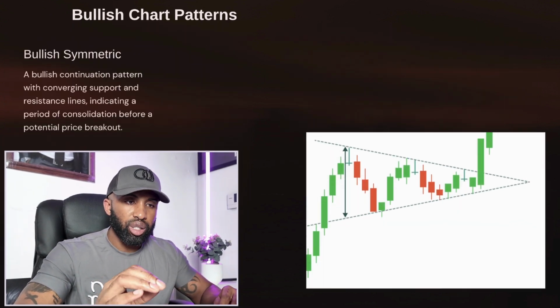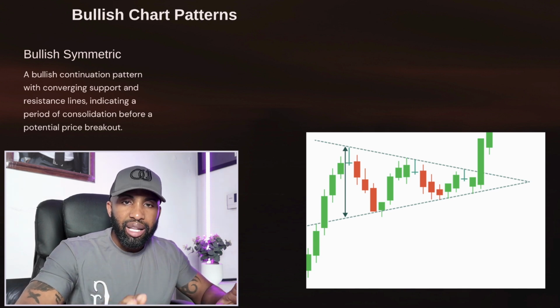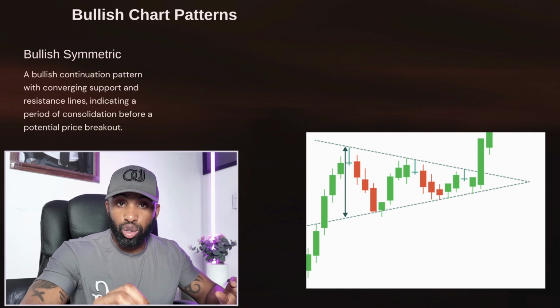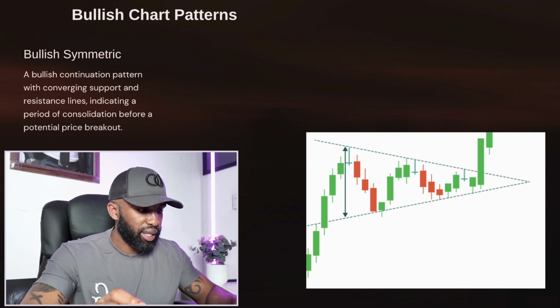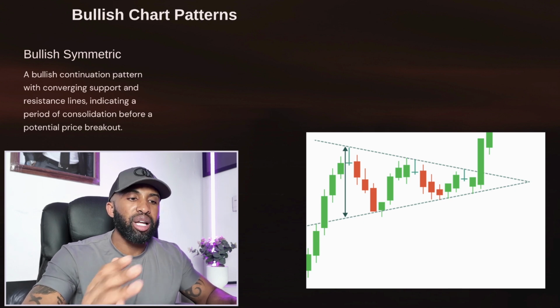Then we have the bullish symmetric. A bullish symmetric continuation pattern is a pattern with converging support and resistance lines, indicating a period of consolidation before a price pattern breakout.